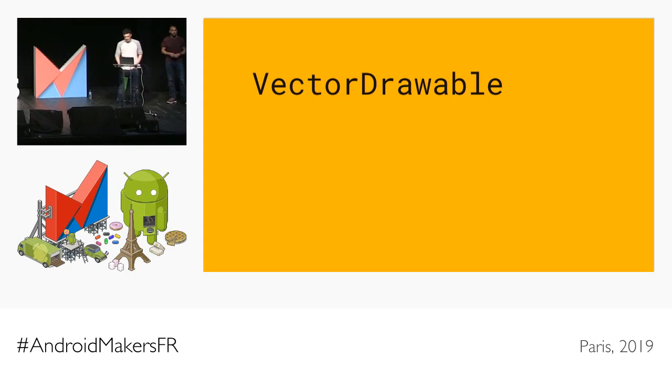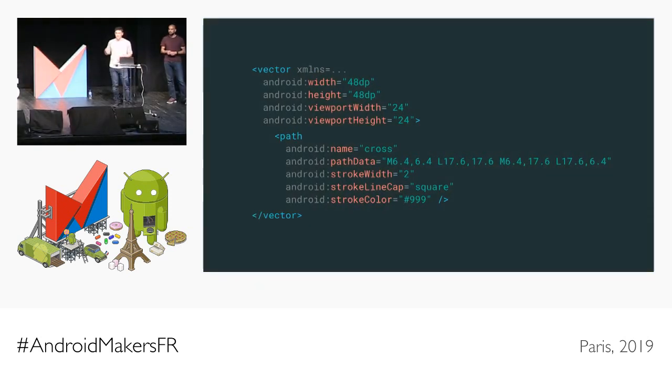Okay, cool. So that's SVG. Vector drawables. What are they? How do you create them? If you've never seen one before, this is what they look like. Similar to SVG, they are declared in an XML format. It's a tree-based structure of XML nodes.